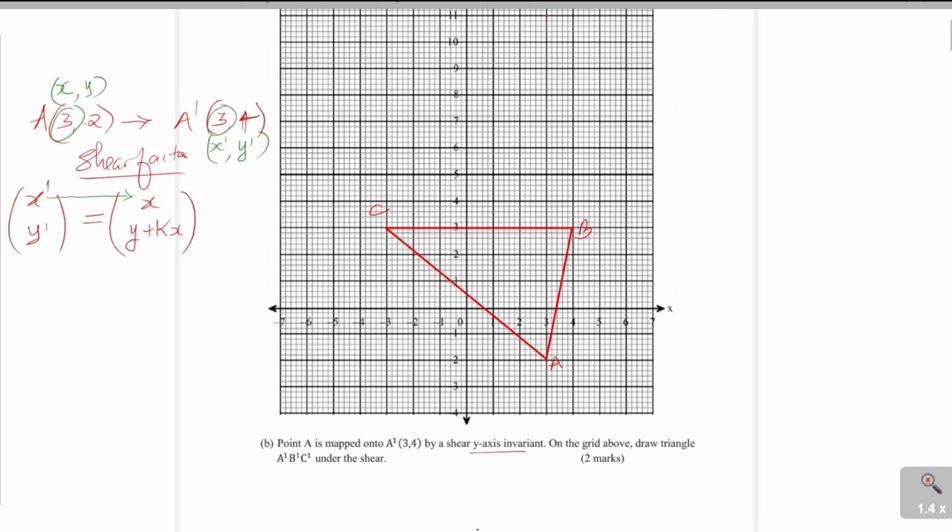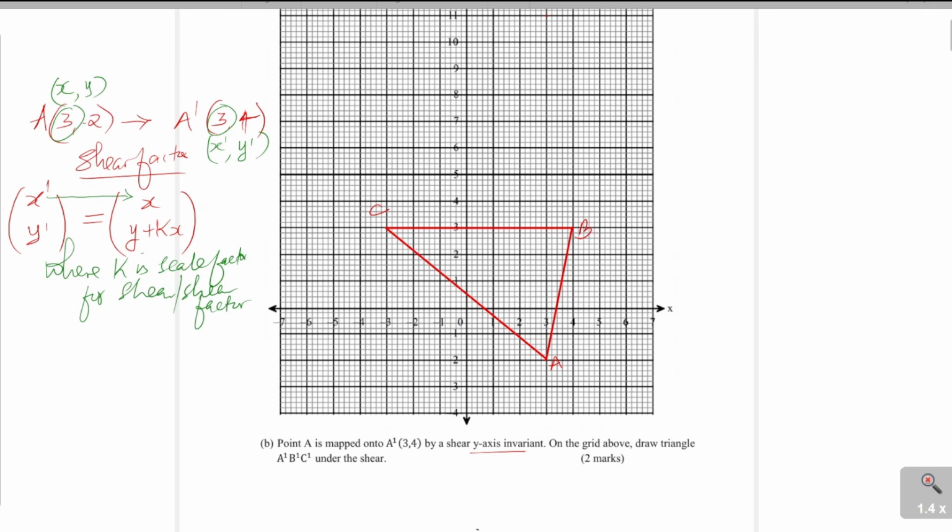Now, having this formula, we'll be able to get the other points. So you can see the changes happening in the y-coordinate. So to get the image of the y-coordinate, you get y plus kx, where k is the scale factor for the shear. You can call it the scale factor for the shear or the shear factor.